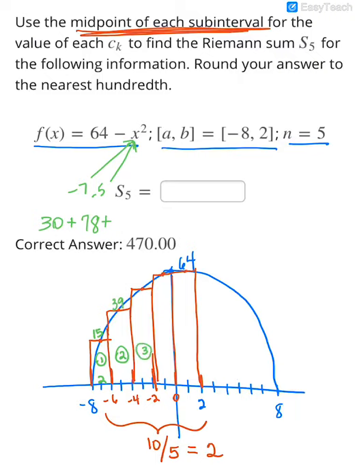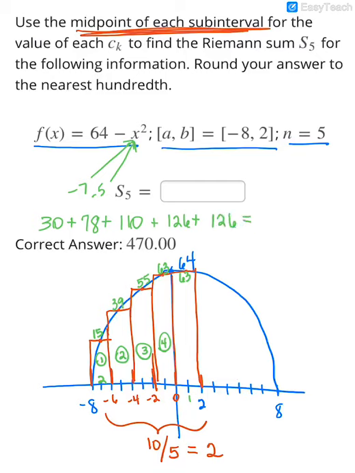If I look at my third rectangle, the midpoint there is -3. So 64 minus a -3 squared would be 64 minus 9. I get a height of 55. 55 times my base of 2 is going to give me 110 for the area of that rectangle. When I look at my fourth rectangle, the midpoint there would be -1. So 64 minus -1 squared would give me 63, and so the area of that would be a base of 2 times a height of 63, so that's going to be 126. And then finally, the midpoint of this last one is +1. So when I plug that in, 64 minus +1 squared is also 63, so that base of 2 times the height of 63 would be also 126.